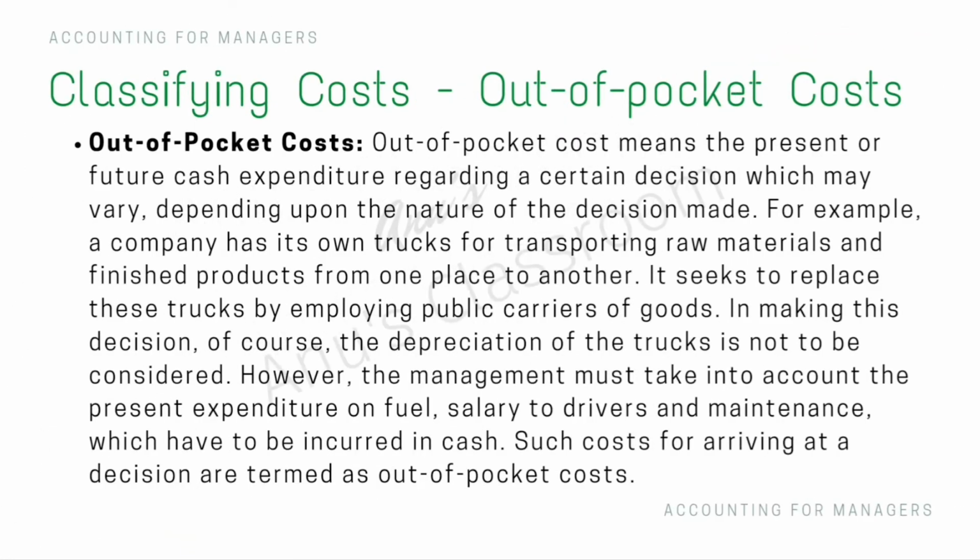Out of pocket costs are those costs which mean the present or future cash expenditure with regard to a certain decision, which may vary depending upon the nature of the decision made. Like for example, say you have a distribution structure in place, and from your factory outlet you are relying on a third party service, or you are going in an auto rickshaw. You are a small business, and from your production house, in order to distribute your products, right now you are going in an auto rickshaw to the distribution house where you're selling the products, and that is how you transfer your goods from your production house to your selling house.